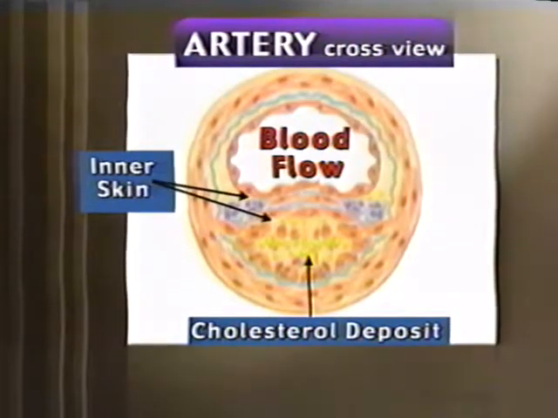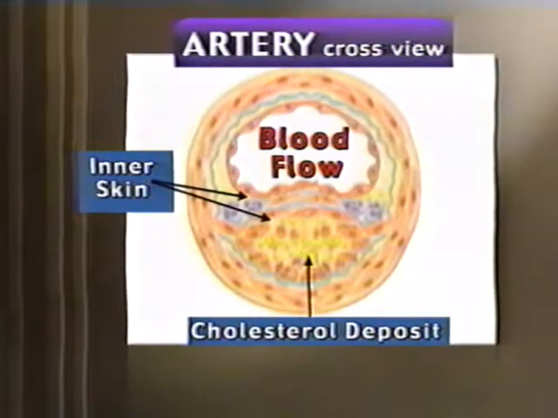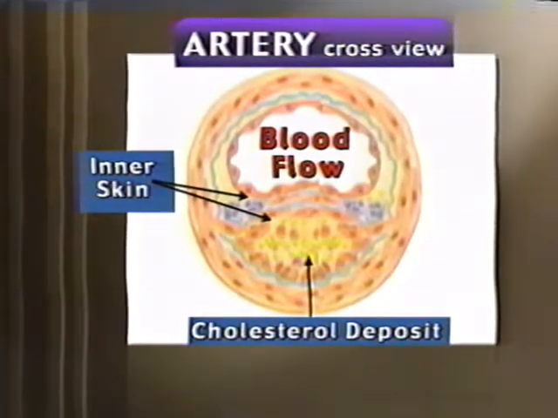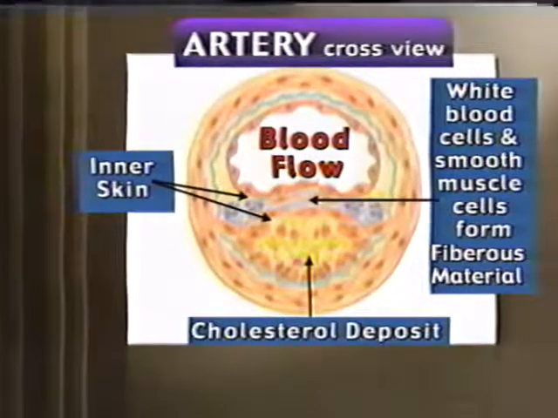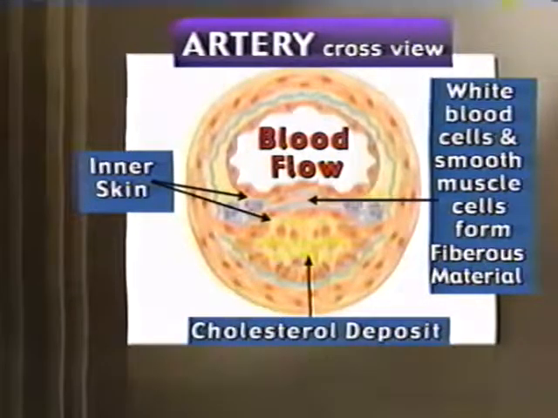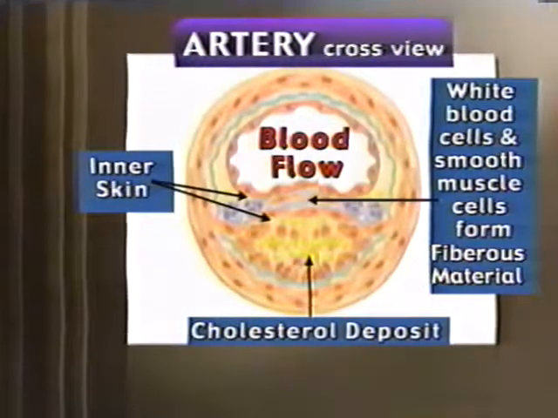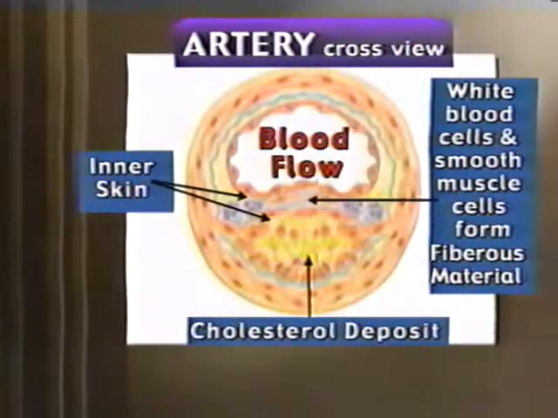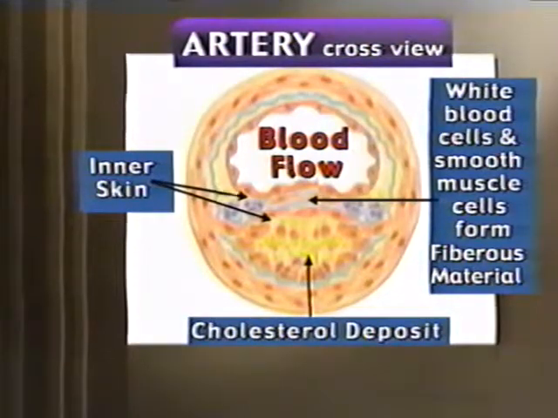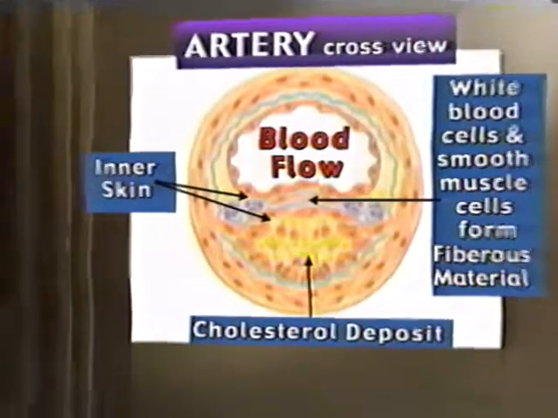When enough cholesterol is added, white blood cells, the same cells which fight off infections, and smooth muscle cells move into the walls of the arteries and stimulate the formation of fibrous material. This fibrous material is similar to gristle in a steak. The fibrous material separates free cholesterol, white blood cells, and smooth muscle cells from the inner skin of the artery and the blood on the other side of the skin.